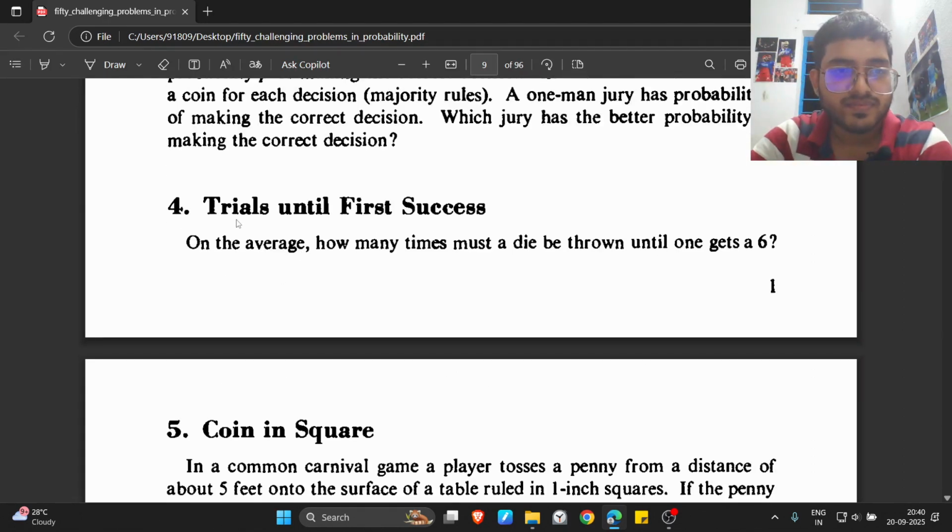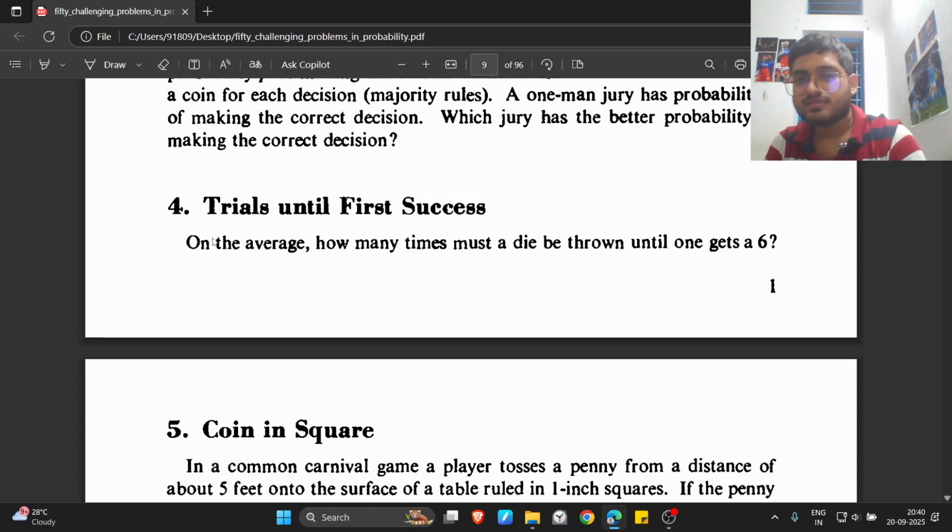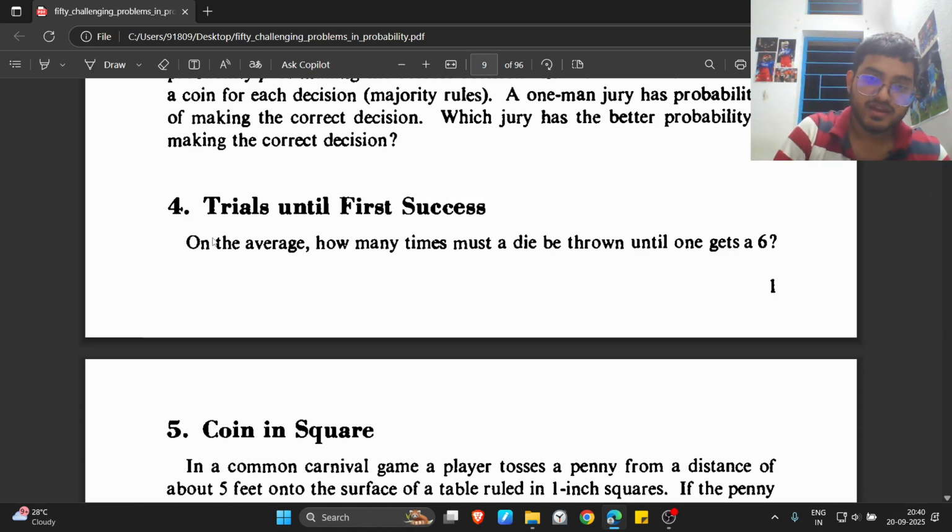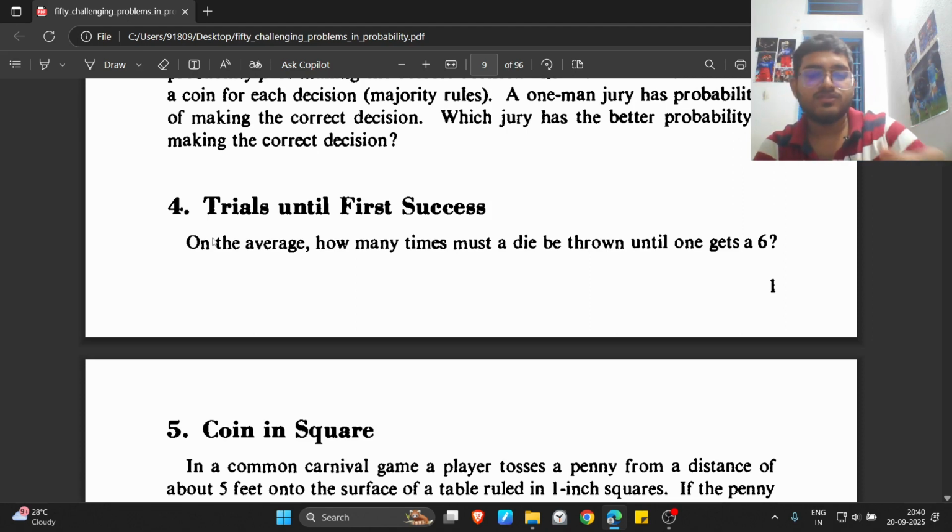We get the answer. Fourth question: on the average, how many times must a dice be thrown until one gets 6? So how many times do we need to throw a dice to get a 6? Here we are actually asking on average. If there is no average, we can't answer how many times a dice must be thrown to get 6, but here it is asking for the average. The average is basically expectation.